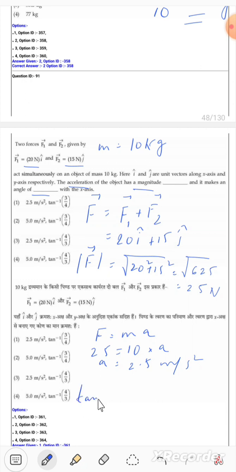So tan theta is equal to, you have to understand this one with the x-axis. That means x is the base component, so F1 is the base component. It is the component along the x-axis. So finally it will be 15 by 20, which equals 3 by 4, or theta equals tan inverse 3 by 4. So our correct option will be 2.5 meter per second square, tan inverse 3 by 4.